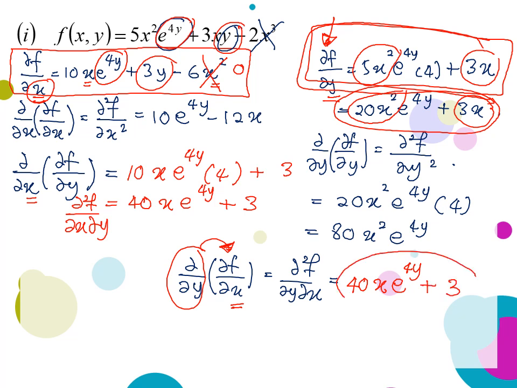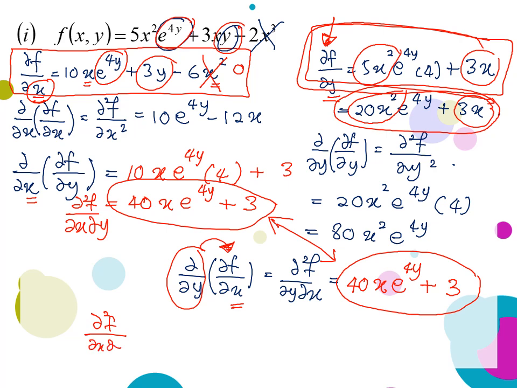Okay, look at this answer and this answer. They are similar. This is a good sign that both of your mixed partial derivatives are correct, since del squared f over del x del y is equal to del squared f over del y del x. So 40x exponent 4y plus 3.